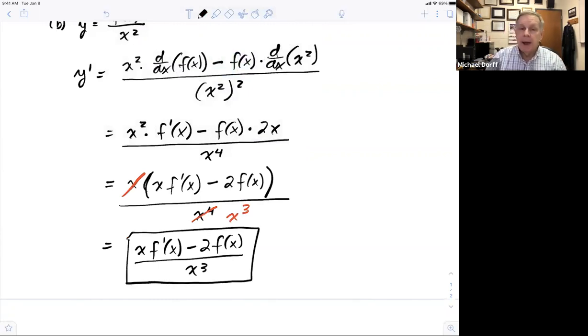Some people may ask, do you have to cancel out that x? Yes, you should. If you can cancel out something, you should cancel it out and reduce it.